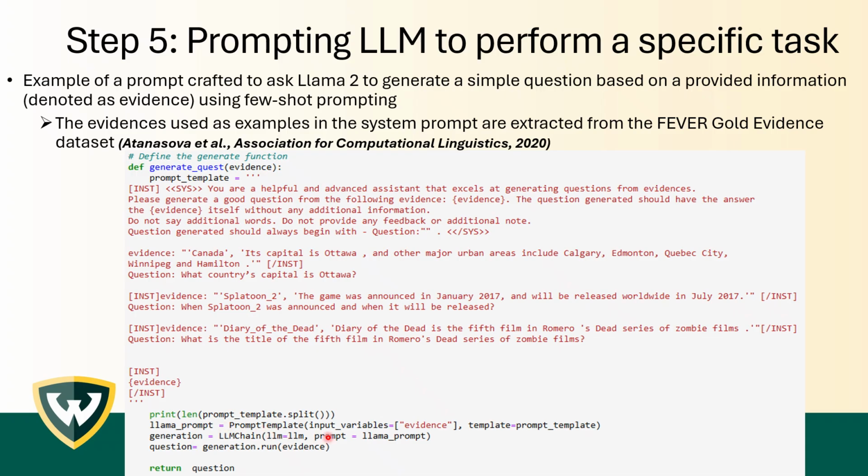Having elaborated the corresponding system prompt, the next step is to set Llama prompt to be equal to prompt templates, where we set the input variable here to be equal to the variable evidence, based on what the LLM will be generating a simple question, and where the template here will be equal to prompt template. The next step is to set the generation to be equal to LLM chain, where we're going to chain the LLM model with the corresponding system prompt, and then the question that will be generated will be equal to generation.run, where we're going to pass each time a new information based on what Llama2 will be generating a new simple question.